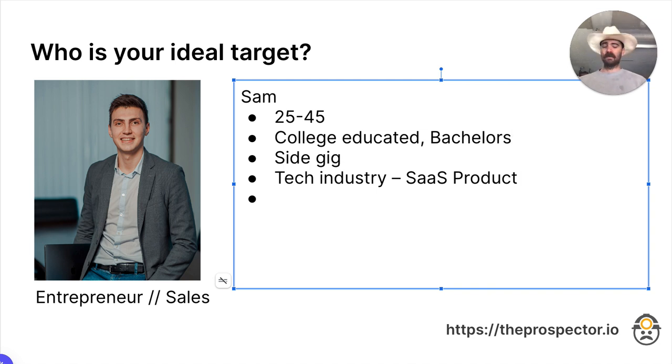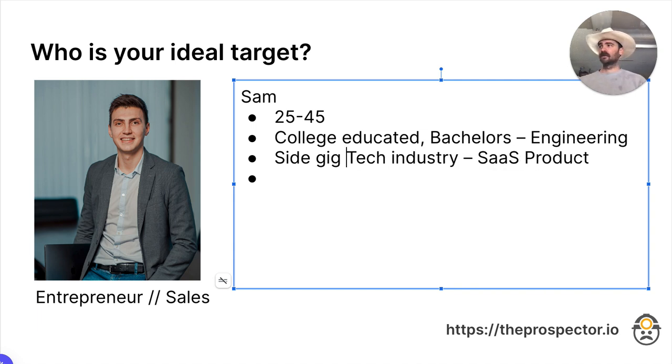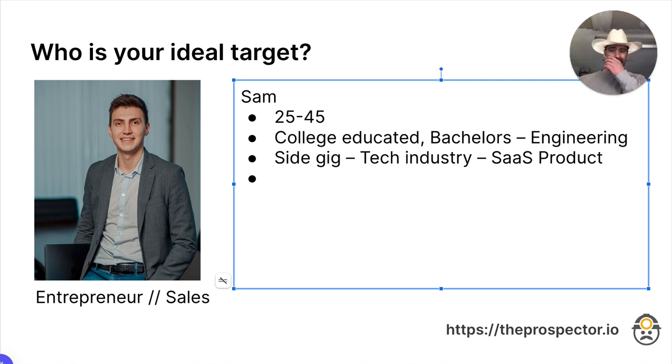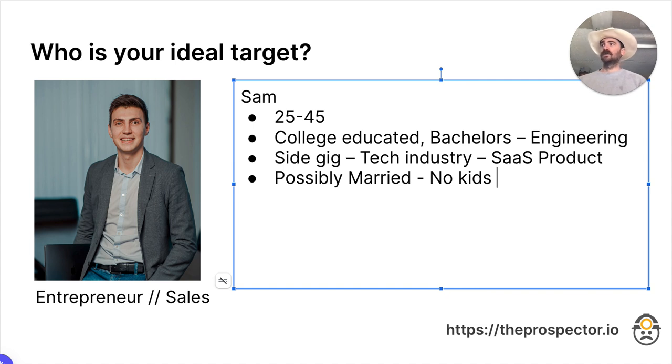Well, so they got a bachelor's. Maybe they're in engineering. They've got a side gig that's in the tech industry, a SaaS product. Are they married? Possibly married. They probably have no kids, if they're on the younger end of the spectrum, no kids, or they have older kids. If we're on the younger end, they're in an apartment. Let's call them renters.